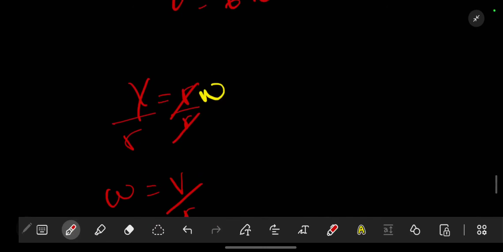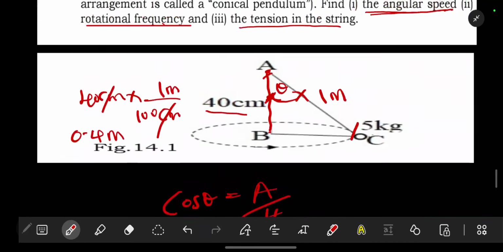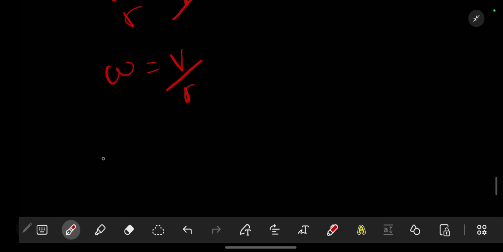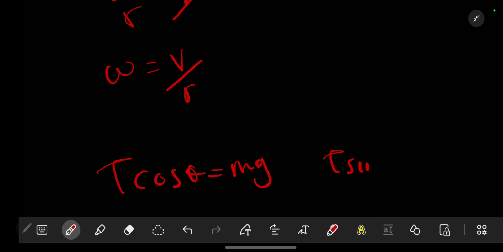So it is always good to write your equations. Now since to find the angular speed we need the speed, we can use those 2 equations, so it's always good to write them down. The T cosine of theta should be equal to mg. Then the T sine of theta should be equal to mv squared over r. So this is what we have.